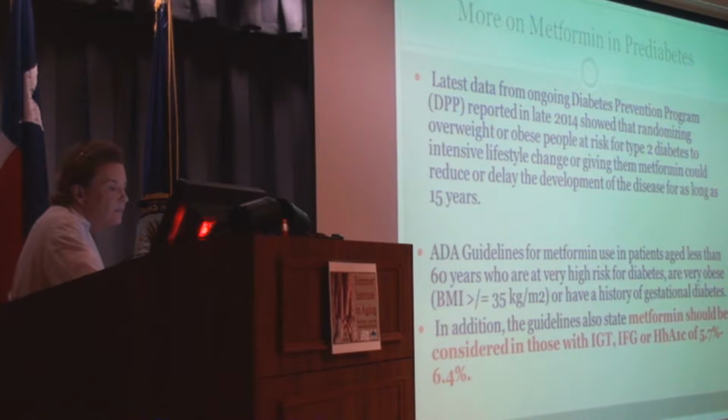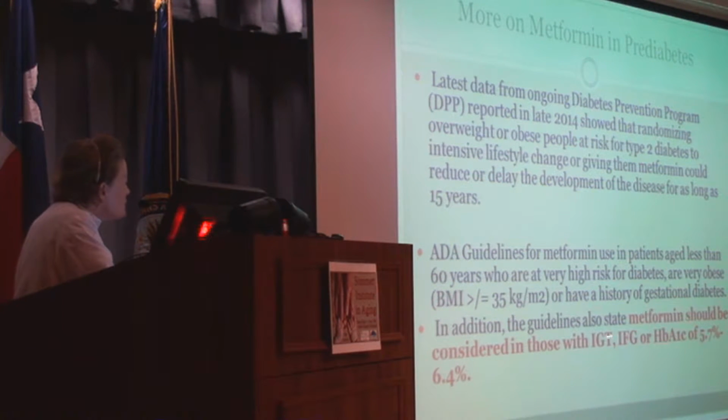And so the data, they're still following some of these people years later that were enrolled in the DPP trial. And what they found, that those individuals that had intensive lifestyle change, who were successful in losing weight, or given metformin, reduced or delayed the development of type 2 diabetes as long as 15 years. That's huge.